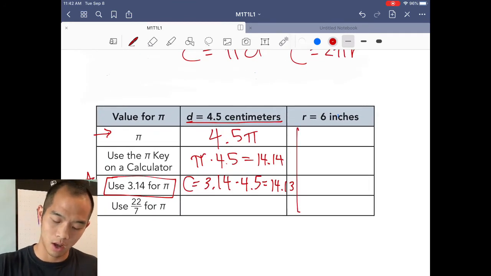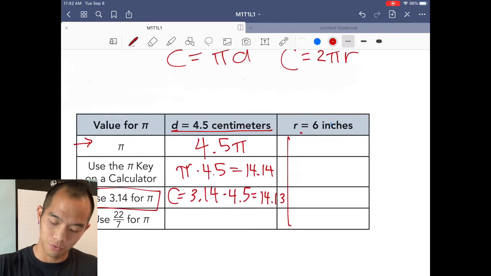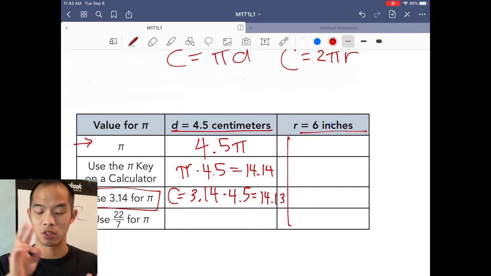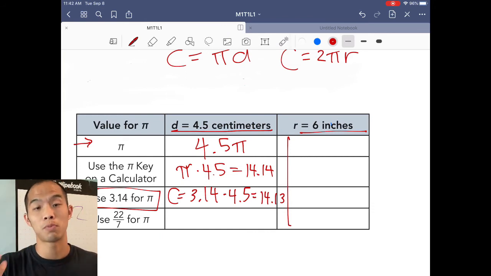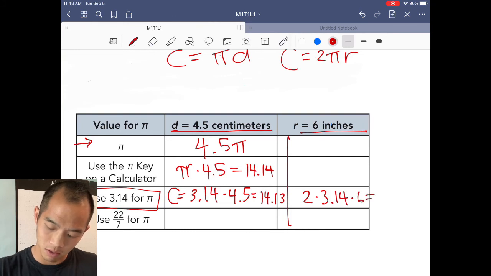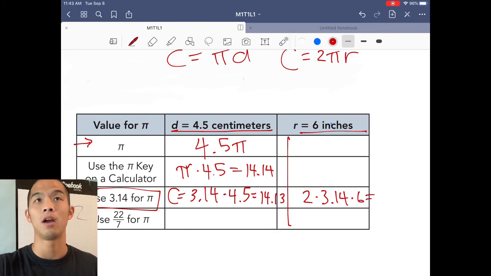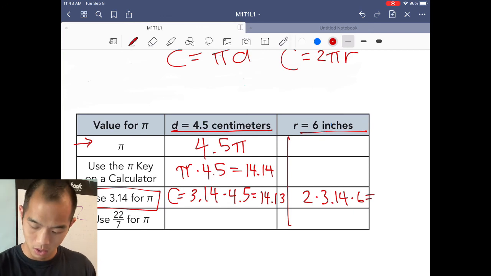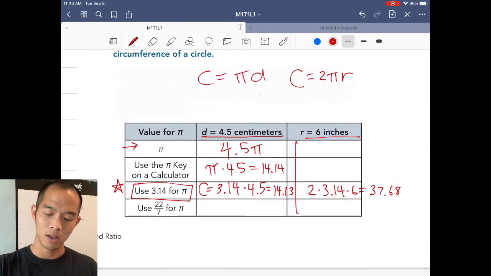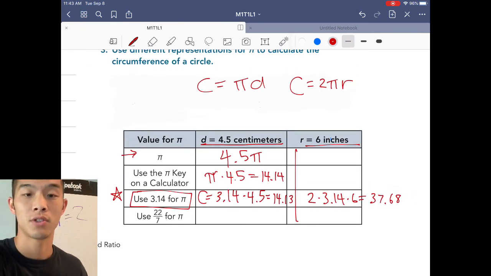So this one is giving us radius. So if we wanted to find the diameter, remember diameter is twice the radius. So we just multiply by 2, which is 12. Or we can just use the formula 2 times 3.14 times 6. And then whatever we get there, that answer is 12 times 3.14. We'll get 37.68. Okay? So now you know how to find the circumference of a circle. Thank you.